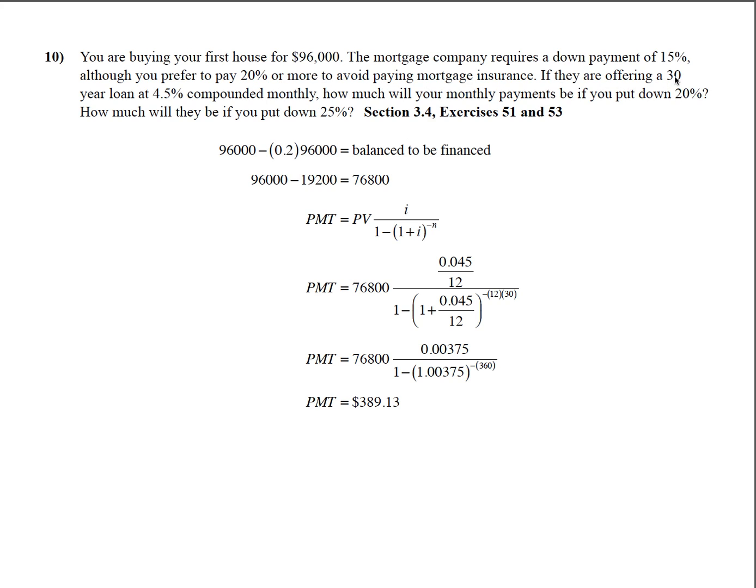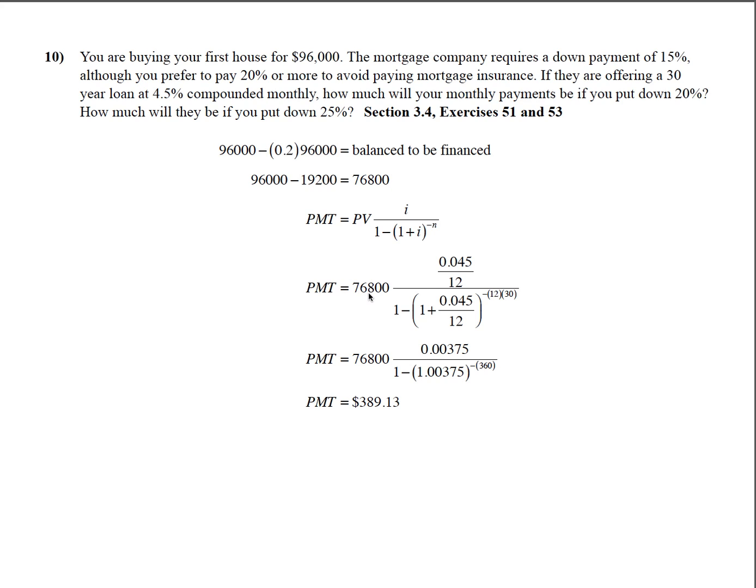Now, they're offering a 30-year loan at 4.5% compounded monthly, and so we want to know how much our monthly payments are going to be if we put that 20% down. Well, 96,000 minus 20% of the 96,000 is the balance that we're going to finance. And 20% times 96,000 is 19,200. We subtract that from 96,000, and so the amount we're financing is $76,800.